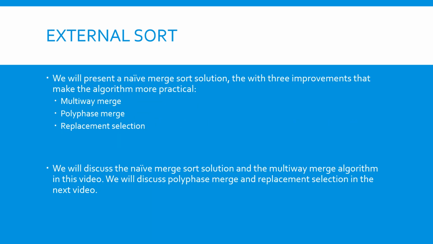The external sorting algorithm we present is based on the merge sort algorithm. It also contains 3 additional improvements, namely multiway merge, polyphase merge, and replacement selection, that can boost the performance of the naive merge sort solution. In this video, we will focus on presenting the naive merge sort and the multiway merge algorithm. We will discuss polyphase merge and replacement selection in the next 2 videos.